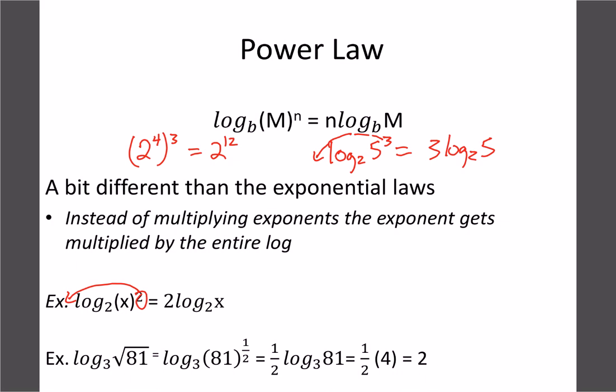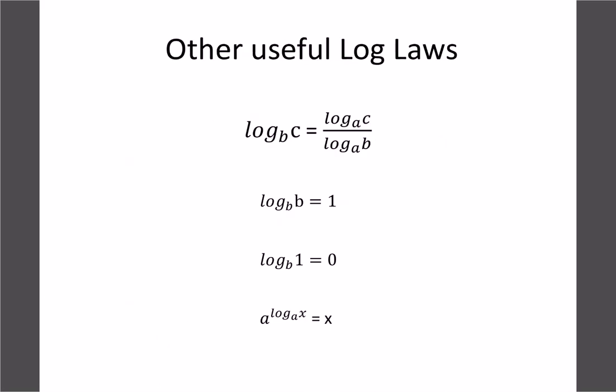Root 81. Remember, root can be written as to the power of 1/2. So log base 3 of 81 to the half. Then we can bring that half down in front. So 1/2 log base 3 of 81. 3 to the x equals 81, so that means it's 4. So we get 1/2 times 4, and 1/2 times 4 is just 2. A lot of these log laws are just going to be used to help you simplify and rearrange equations.